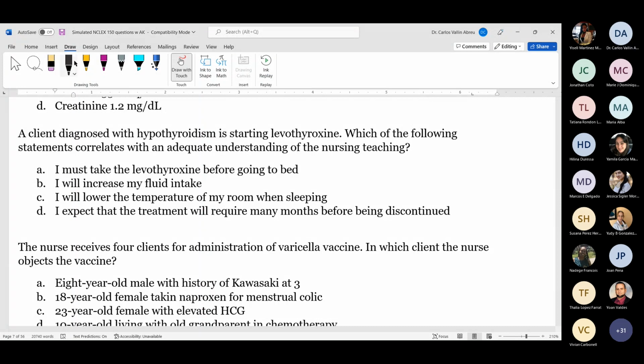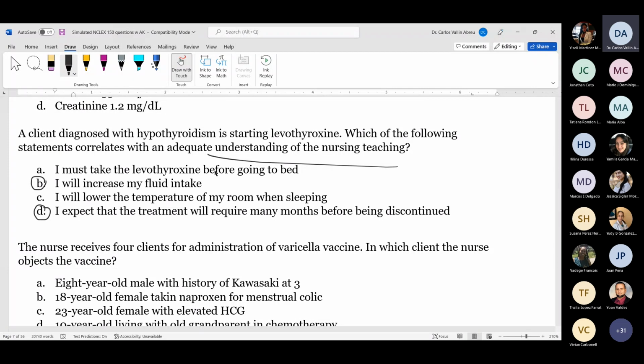What do you think? B. D. B as in boy. D as in dog, okay? Somebody said B as in boy. So we are going to contrast it. Let me see why not A.